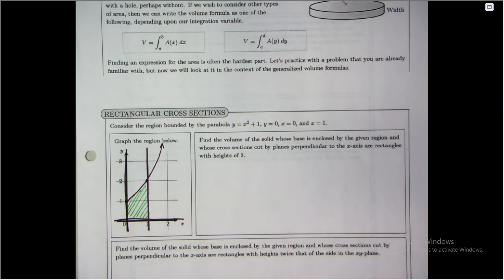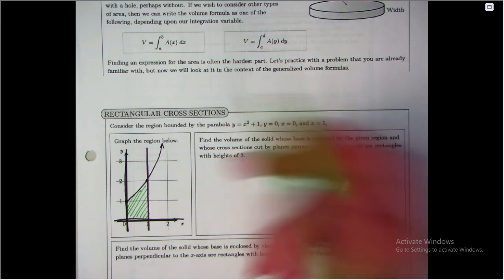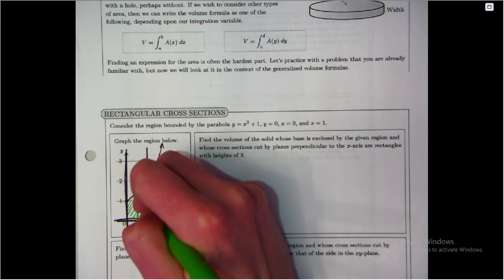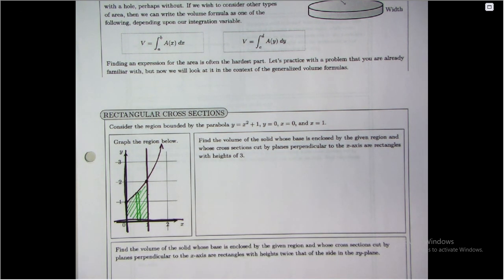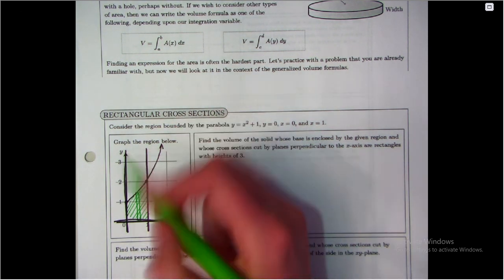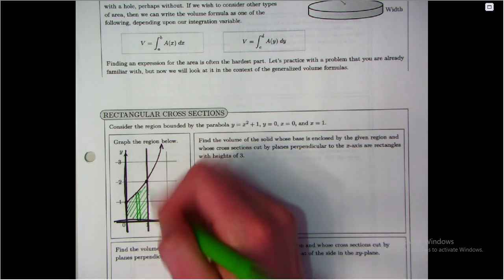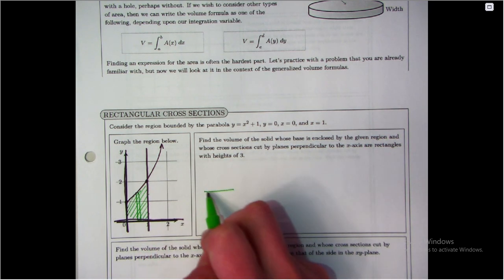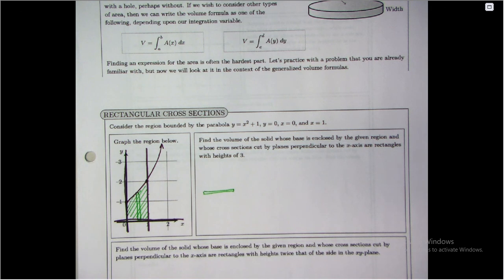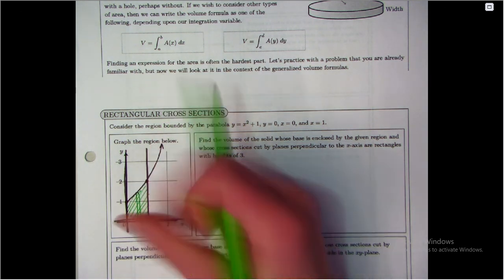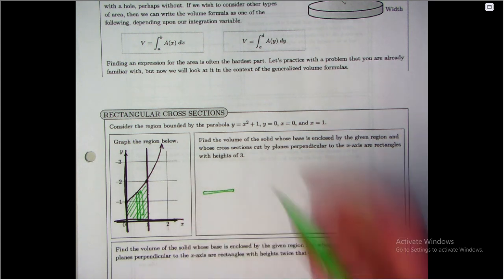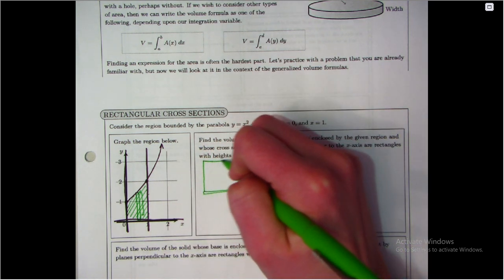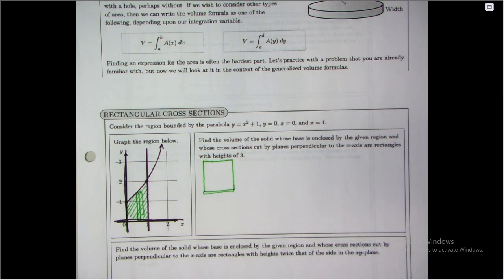The idea with a cross-section isn't that I start spinning this around an axis, but instead I'm going to build the same rectangles I would have built to find my area. And then from that, I'm going to take each of those cross sections and build the specified shape. So for example, I would imagine taking that specific rectangle, picking it up and setting it down again. And from that, I'm going to build a rectangle.